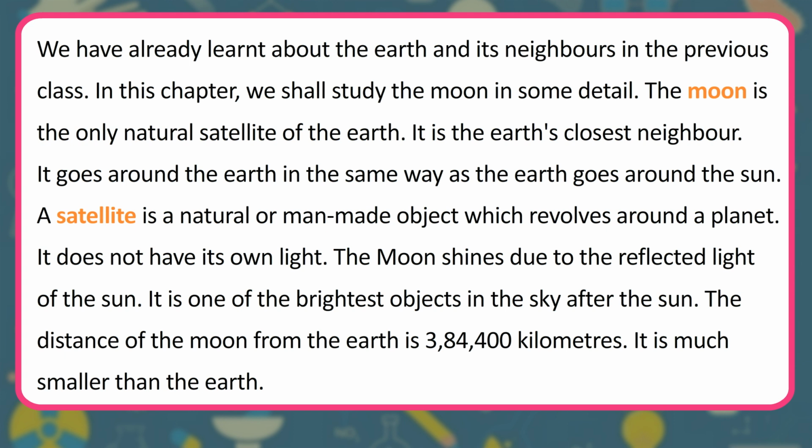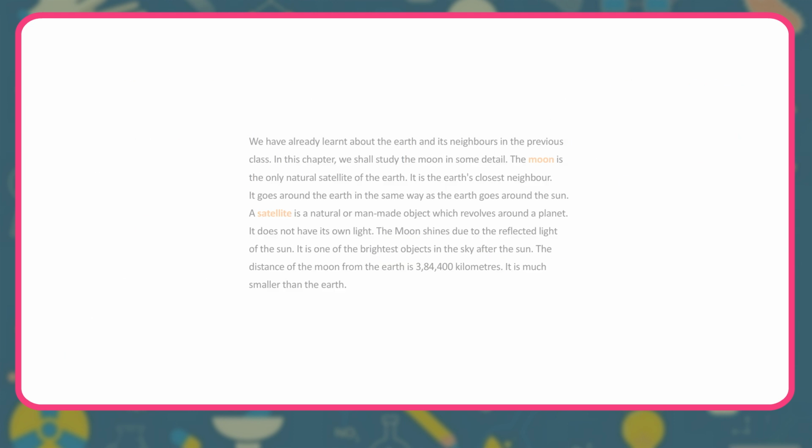A satellite is a natural or man-made object which revolves around a planet. It does not have its own light. The Moon shines due to the reflected light of the Sun. It is one of the brightest objects in the sky after the Sun. The distance of the Moon from the Earth is 3,84,400 kilometers. It is much smaller than the Earth.